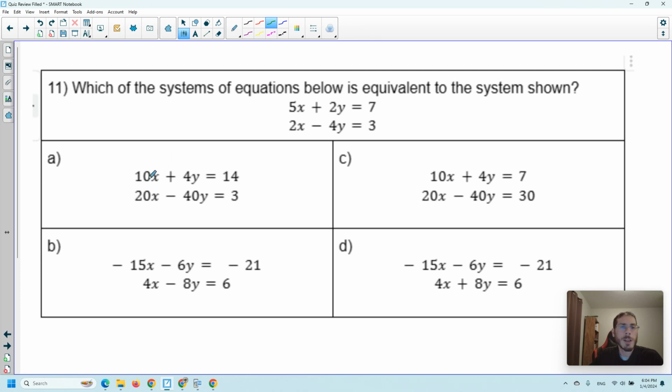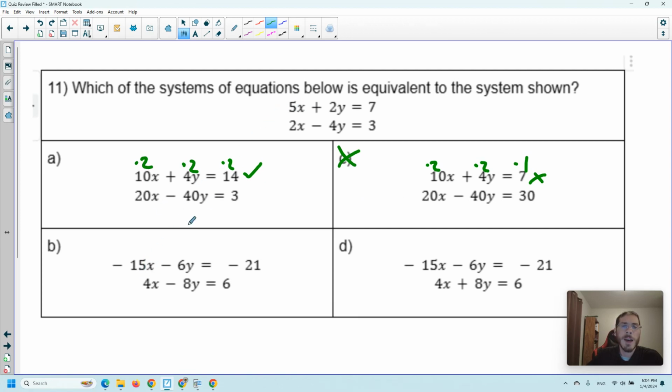So with part A, the first one we see is 10x. That would be 5x times 2 is 10x. 2y times 2 is 4y. 7 times 2, little times signs here, is 14. So that equation works out. 5 times 2 is 10. 2 times 2 is 4. But 7 times 1 is 7. So that one will not work out. So we can't pick C because this top equation doesn't work.